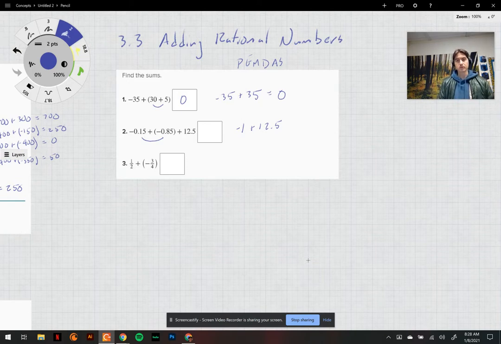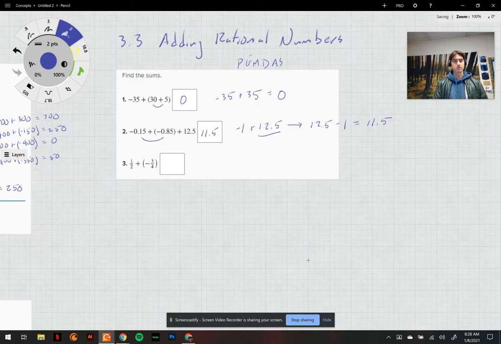So what we need to do is determine the magnitude or find the difference, and the difference is going to help us determine if it's going to be positive or negative by the magnitude. So I'm going to take the difference, 12.5 subtract 1, that equals 11.5. So now we need to determine if it's going to be positive or negative. 12.5 has a larger magnitude than 1, so my answer is going to be positive. So the answer is positive 11.5.